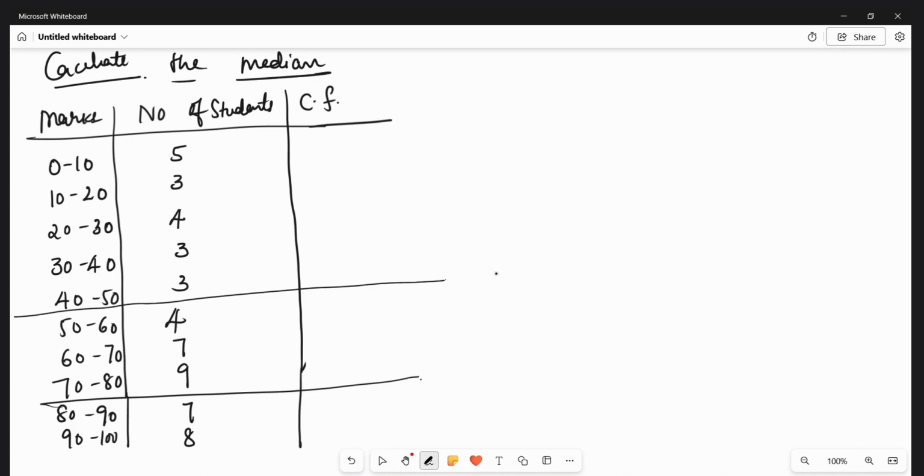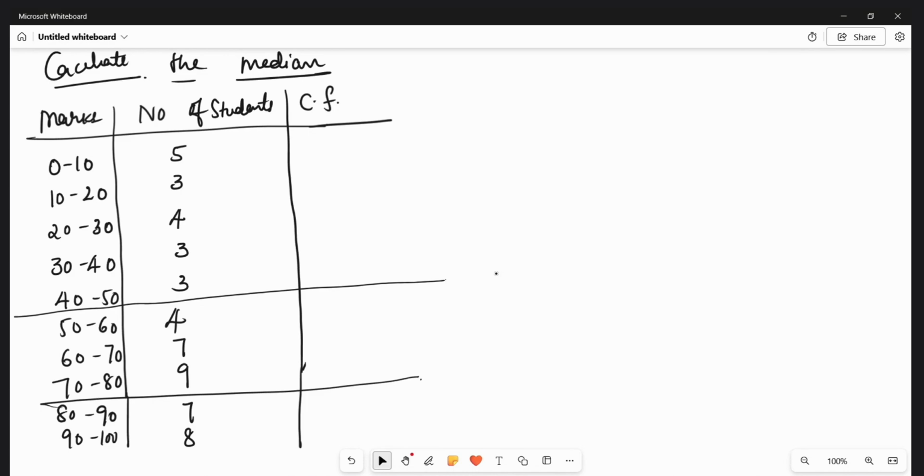So now we have to calculate the median of the given data. So how to calculate the median? We have to find the middle of the numbers. So how can we know the middle number? If you know the sum of all the frequencies, divided by 2, it has to come somewhere.